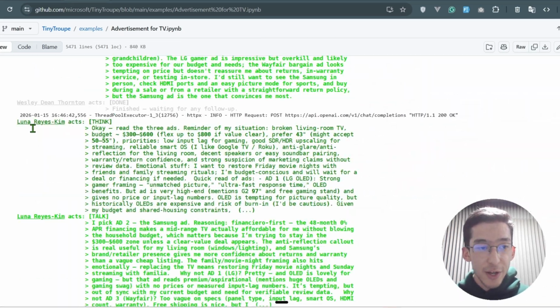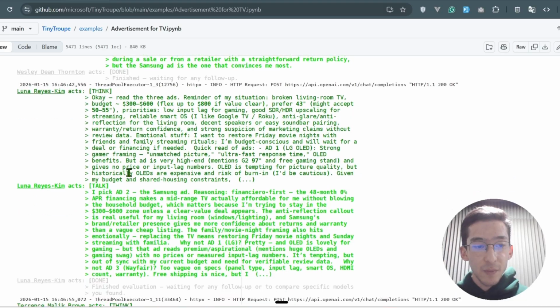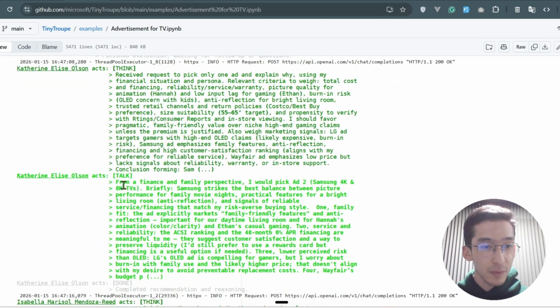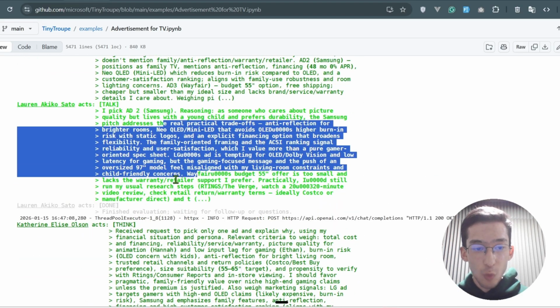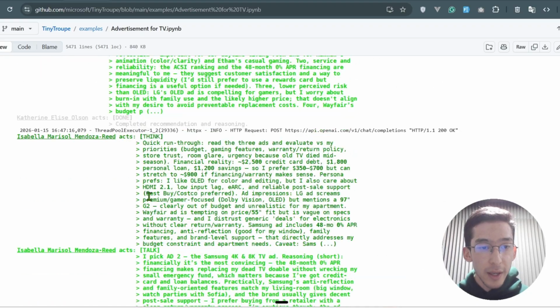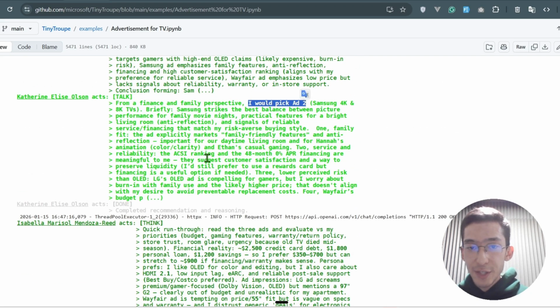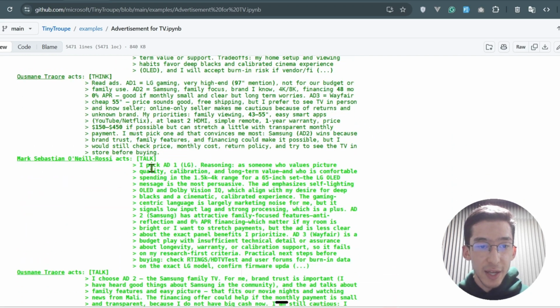So as you can see here, for example, agent Luna picked ad 2. For example, Lauren also picked ad 2. And here's the explanation why. And here, for example, also ad 2. Most of them are choosing ad 2. And Mark, for example, picked ad 1.